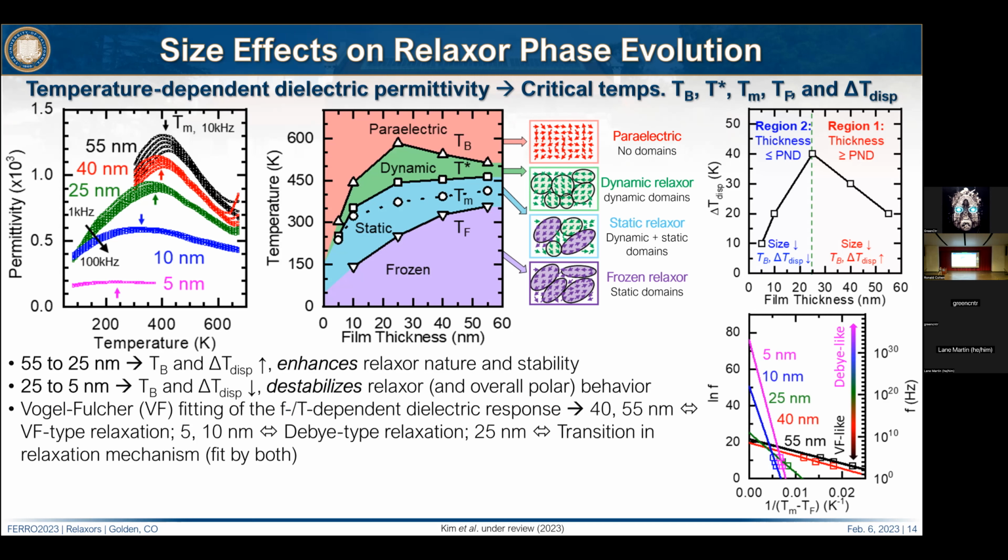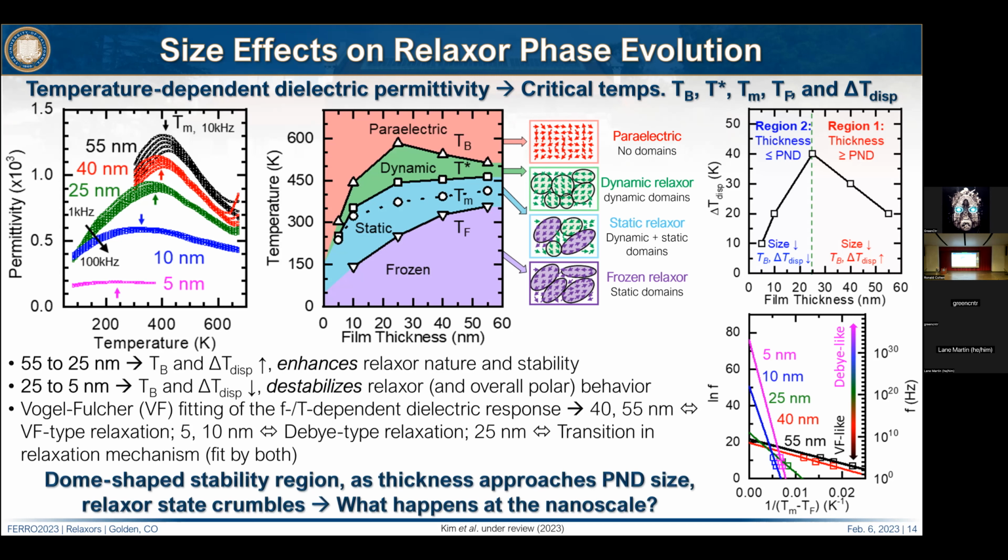Now we can start to go a little bit deeper into these sorts of things. We also fit this data with classic Vogel-Fulcher approaches to understand the frequency and temperature dependent dielectric response. And it falls into 3 categories. So for the 40 and 55 nanometer thick films, they fit quite nicely with the Vogel-Fulcher type relaxation behavior. For 5 and 10 nanometer thick samples, they are not well fit by the Vogel-Fulcher. It's much more of a Debye type relaxation in these materials. And for the 25 nanometer sample, it's fit by both. It's somewhere in between these 2 types of responses overall.